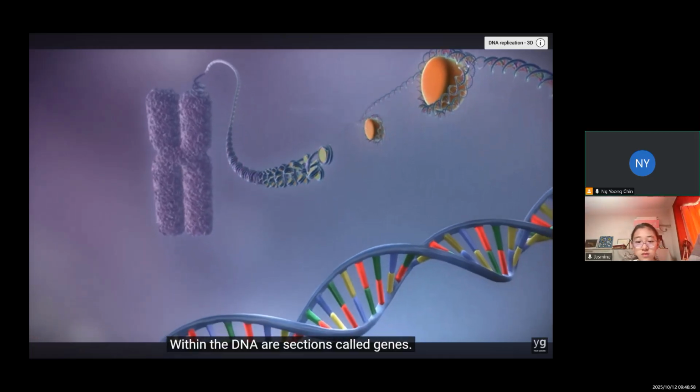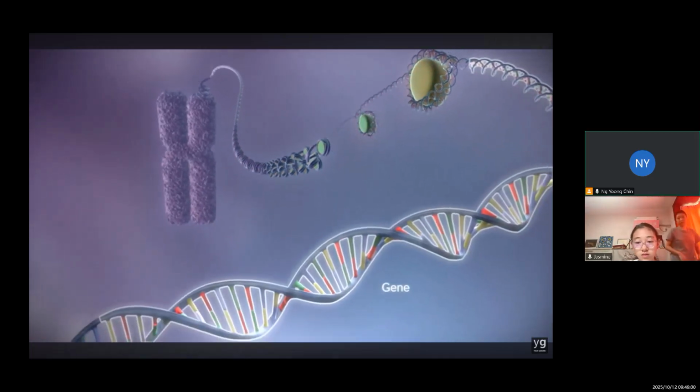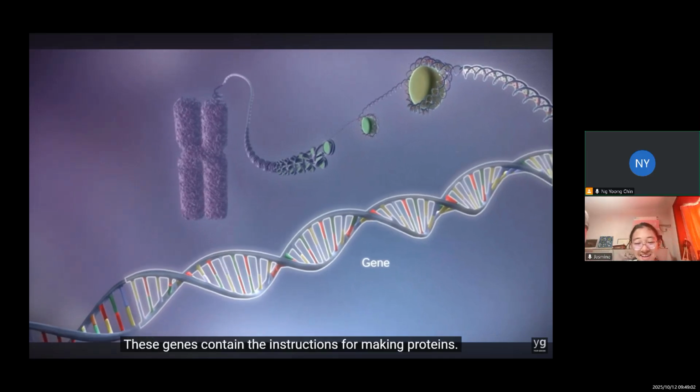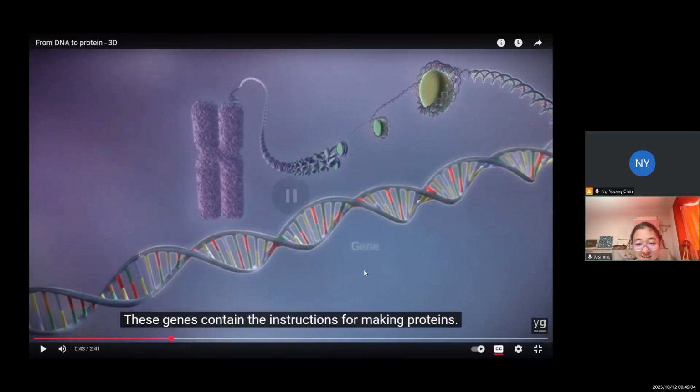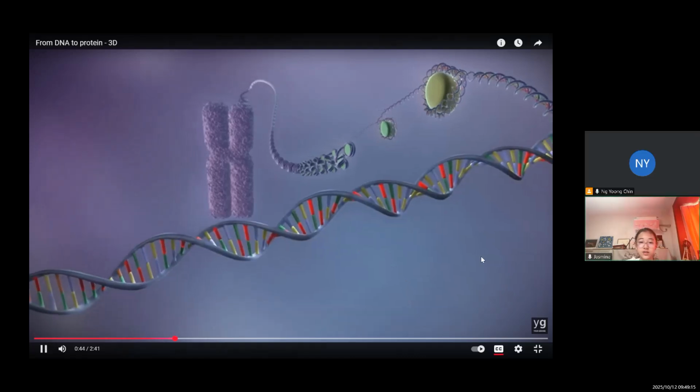Within the DNA are sections called genes. These genes contain the instructions for making proteins. So you can see, genes contain the instruction to make the protein. It means that genes will provide the guidelines to make the proteins.